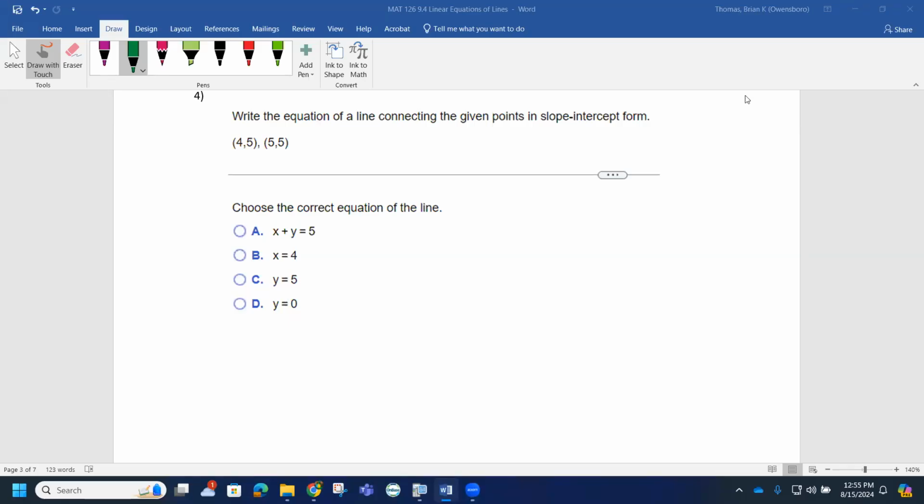So this one says write the equation of a line of the given points in slope-intercept form. So again, when we're given 2 points, the point-slope form seems to be a good place to start. And then we could transfer over to the slope-intercept form. So in our problem, since we're given 2 points, we can use the slope formula to find the slope of the line.